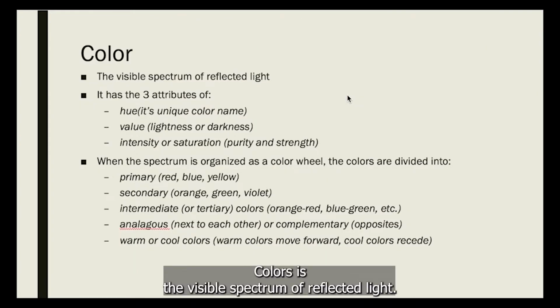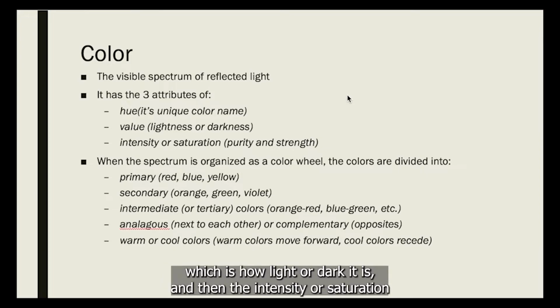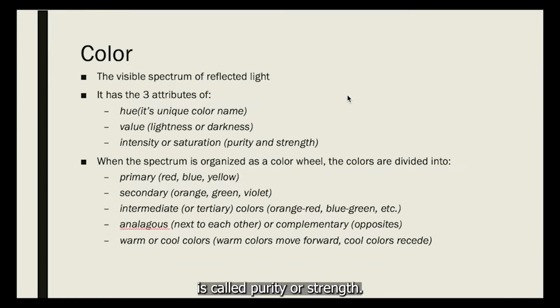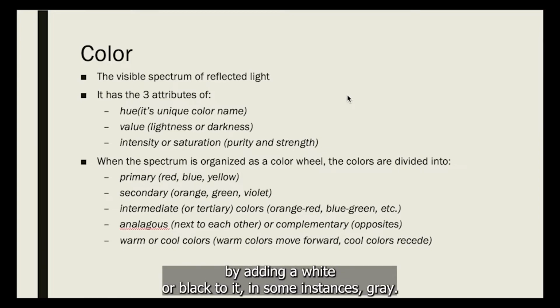Color is the visible spectrum of reflected light. It has three attributes. Color has hue, which is its unique name; value, which is how light or dark it is; and then the intensity or saturation. A lot of times it's called purity or strength, and we decrease the purity or strength of a color by adding white or black to it, in some instances gray.